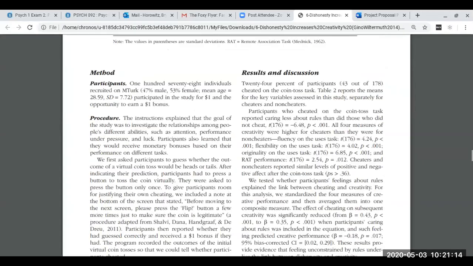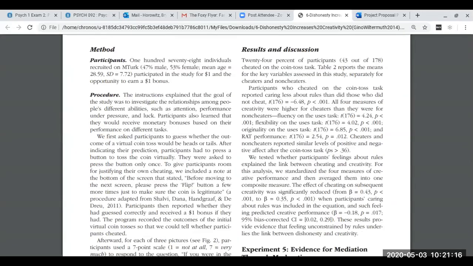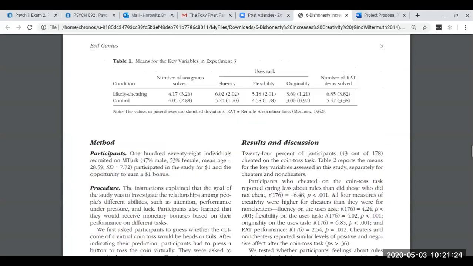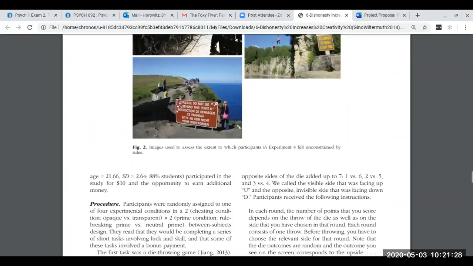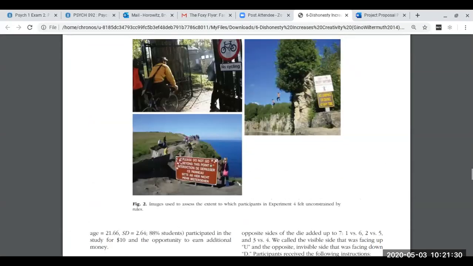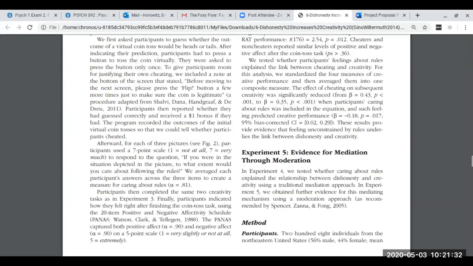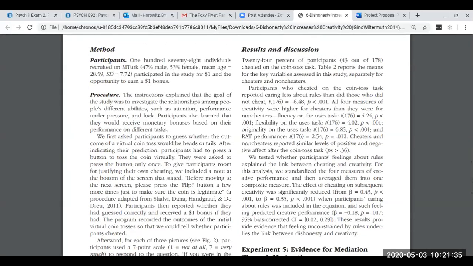Results and discussion. 24% of participants cheated on the coin toss task. Table 2 reports the means for the key variables assessed in this study. And I think that's table 1. So table 2 is going to be, well, down below. We'll get back to it. Participants, reports the means for key variables assessed separately for cheaters and non-cheaters.